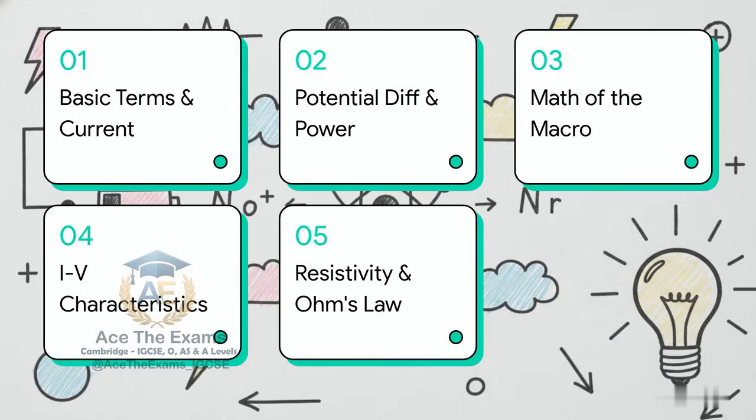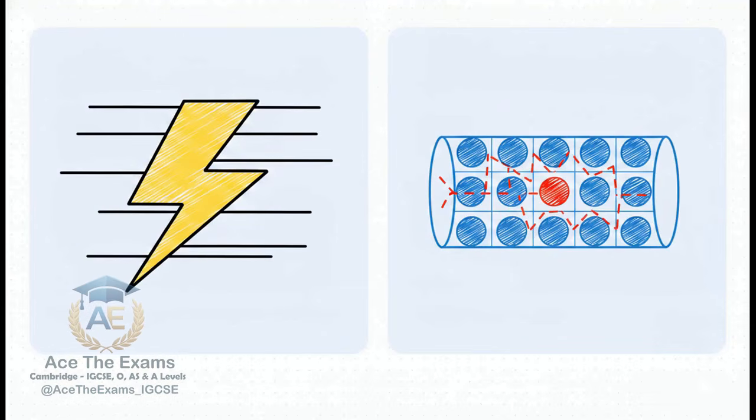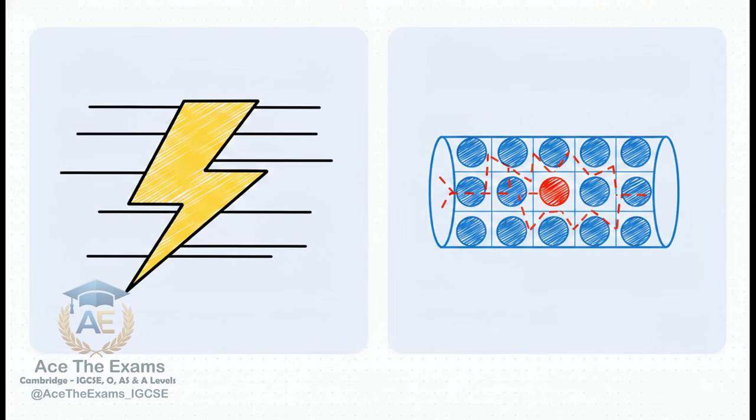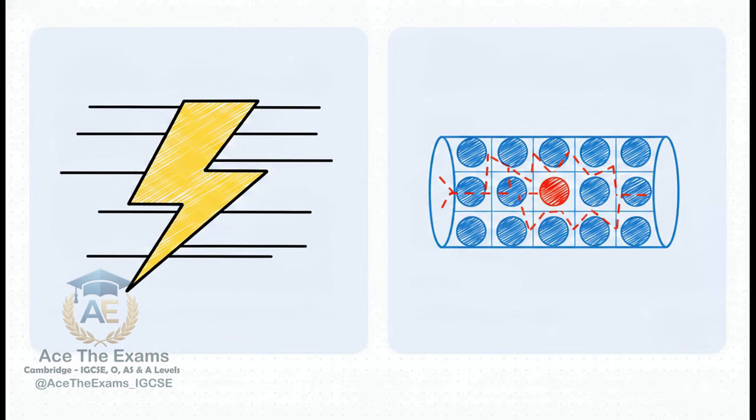Let's get to work. Section 1. Basic terms and the truth about current. Let's unlock the fundamental flow of charge. Let's start with the absolute foundation. When we talk about an electric current, what we are really talking about is the flow of charge carriers. In your standard metal wire, those charge carriers are electrons.